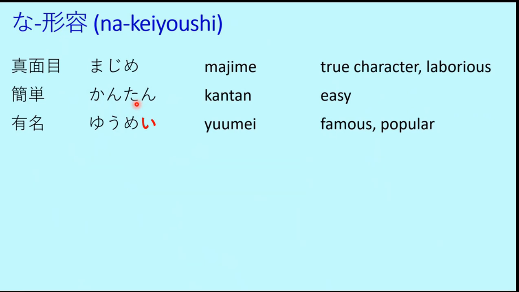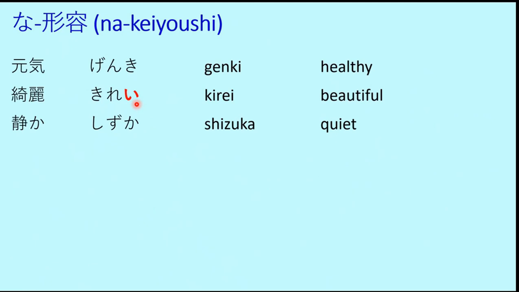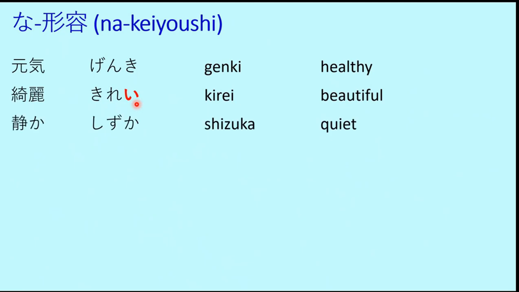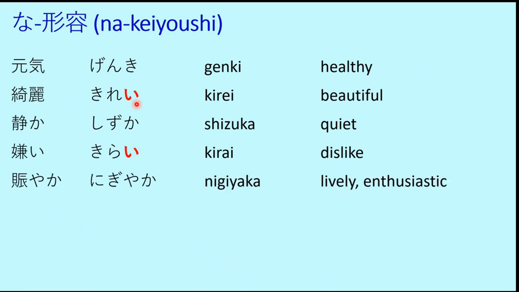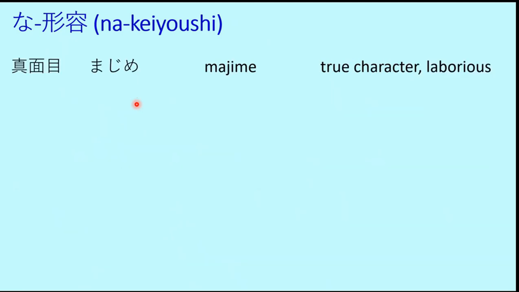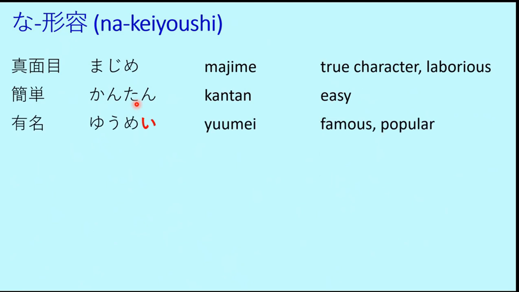So let's practice one more time so that we can remember. Genki, healthy. Kirei, beautiful. Shizuka, quiet. Kirai, dislike. Nigiyaka, lively or enthusiastic. Hima, free time or leisure time. Rippa, influential, plush, elegant. Benri, convenience. Majime, true character, laborious. Kantan, easy. Yumei, famous or popular. Teinei, polite, humble.